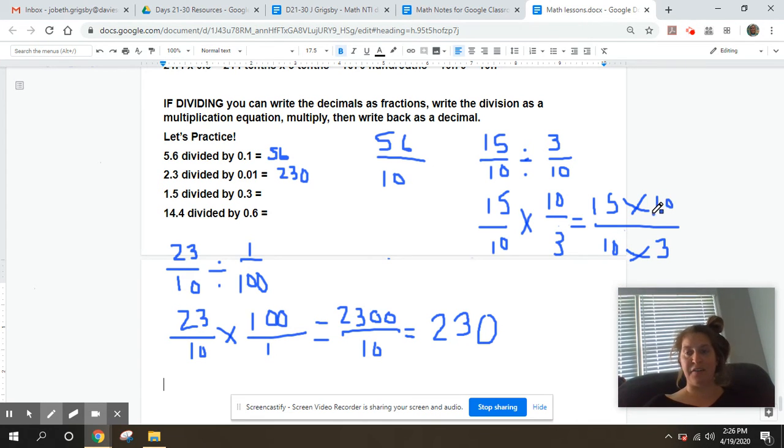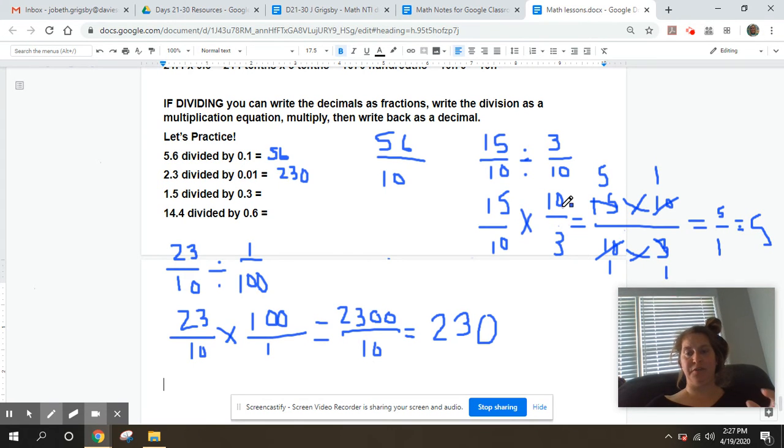So I can divide 10 and 10 both by 10, which would give me ones. I can also divide 3 and 15 both by 3. 3 divided by 3 is 1, and 15 divided by 3 is 5. And look what I end up with. 5 times 1 is 5 over 1 times 1, which is 1. What's 5 divided by 1? Yes, 5.